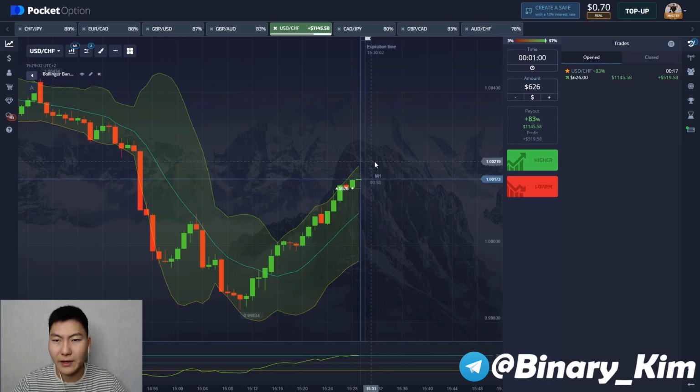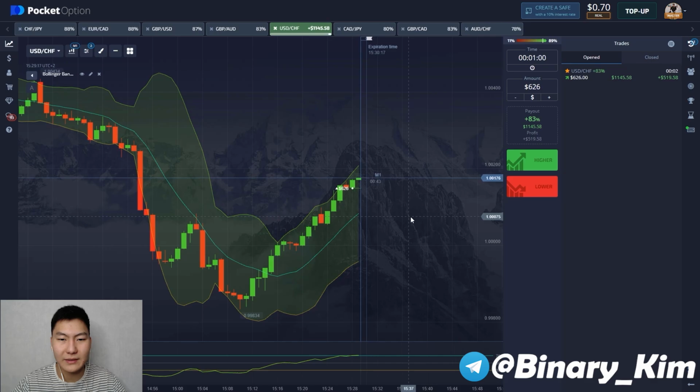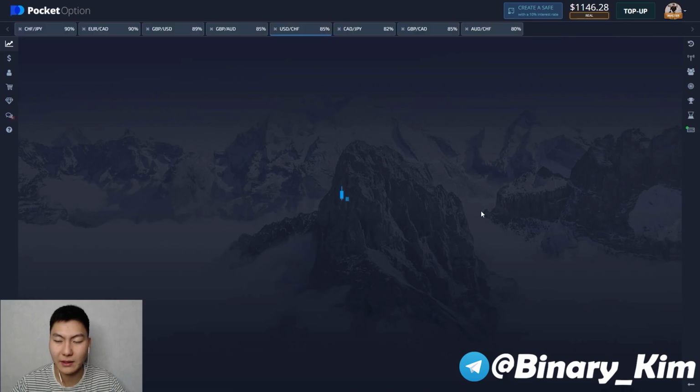We already have a nice breakout here. I think it was correct trade entry, and the crossing on the RSI just happened here, and the volatility is getting low now. No big deal. And yes, so let's refresh the page. We are good. Let's continue our trading session and find the next currency pair.